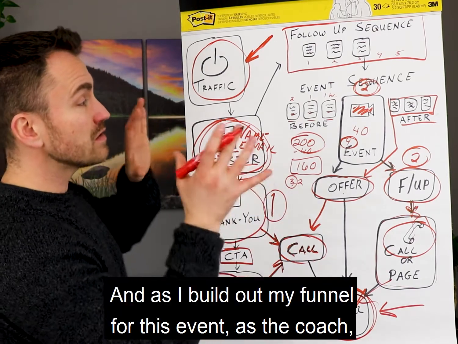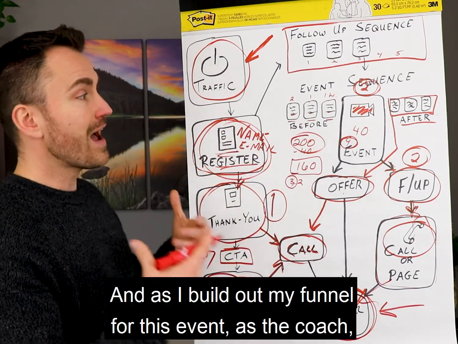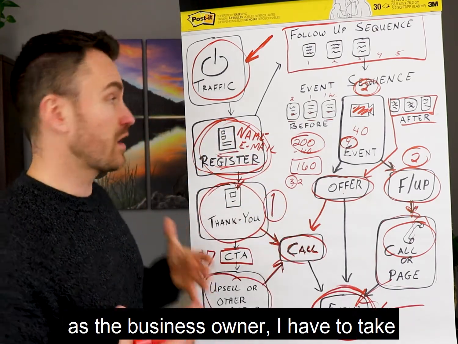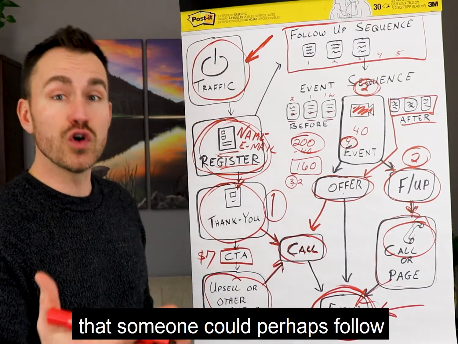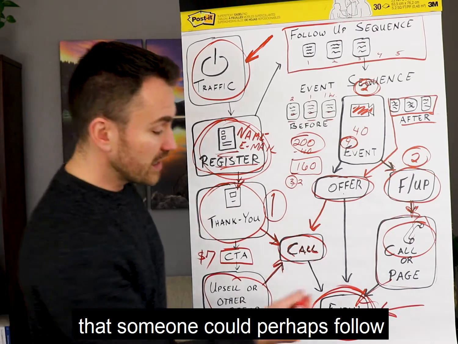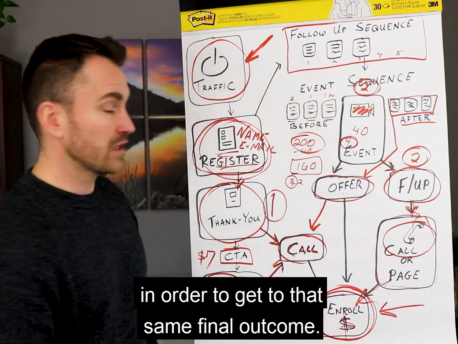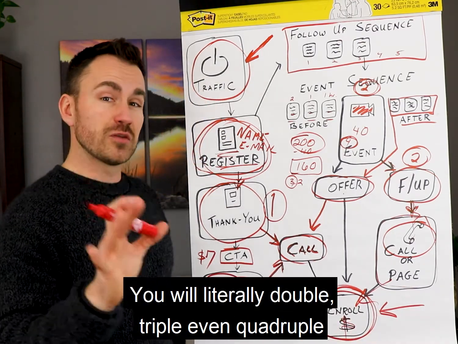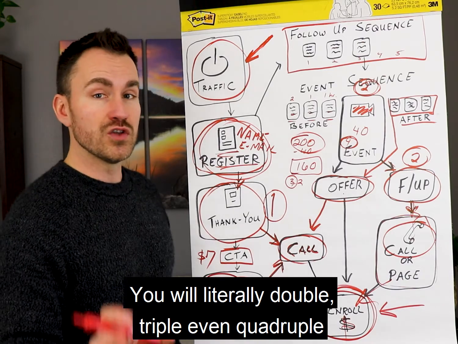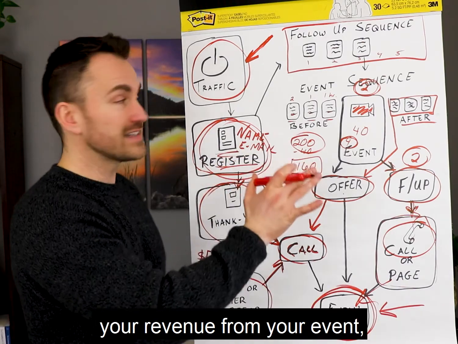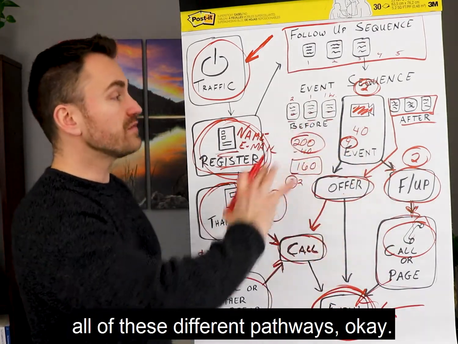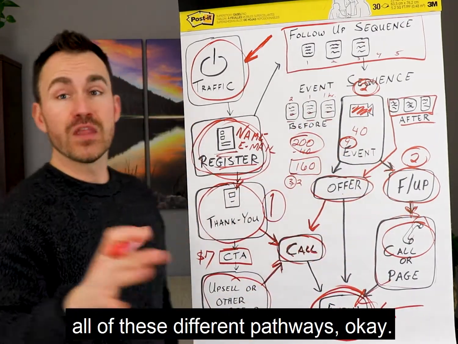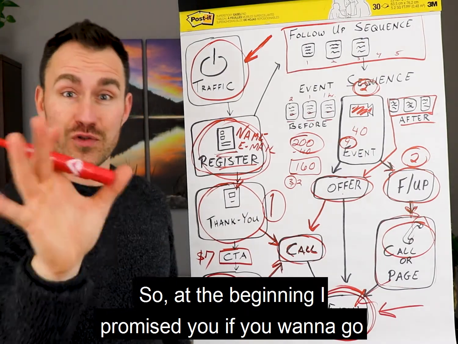And as I build out my funnel for this event, as the coach, as the business owner, I have to take into account all the different pathways that someone could perhaps follow in order to get to that same final outcome. You will literally double, triple, even quadruple your revenue from your event simply by taking into account all of these different pathways, okay?